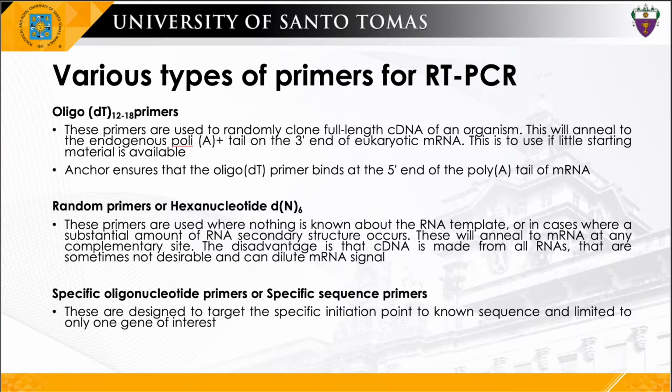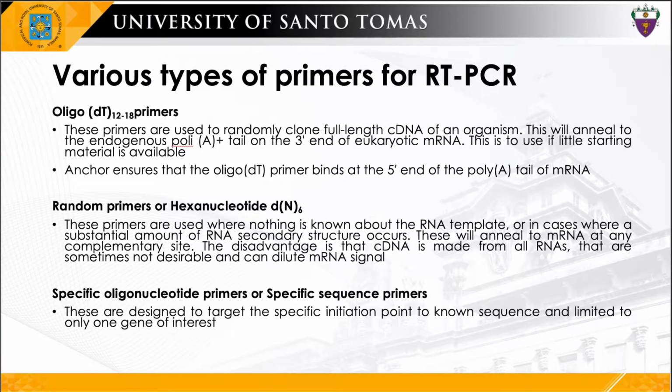Random primers work well again on degraded samples of RNA. So, to excise and replicate just a portion of a longer transcript, a random oligo primer or oligo-dT with a random monomer will produce cDNA for portions of a full-length transcript. The disadvantage is that cDNA is made from all RNAs, which is sometimes not desirable and can dilute the mRNA signal.